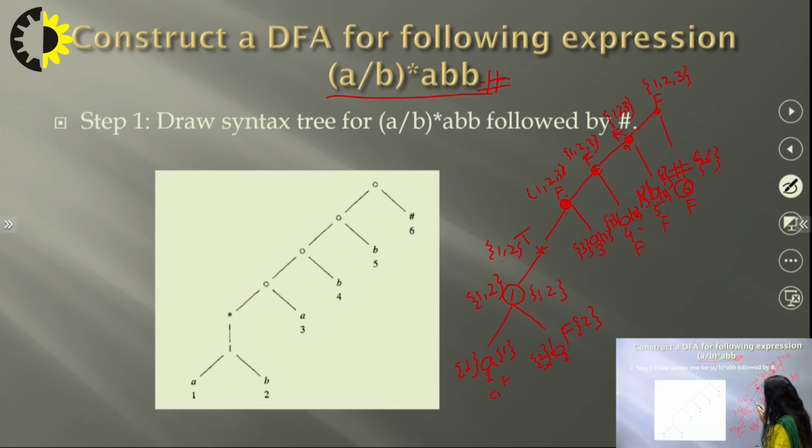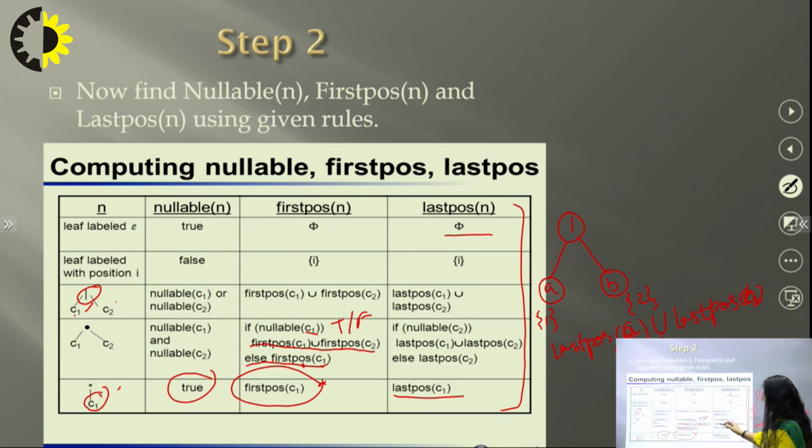So, the star node has only one child, that is C1, and the last pos of C1, that is the hash, is the last pos for the star node. So, this is also the last pos of the star symbol. So, the first pos of the star symbol is 1 comma 2, and in the same way the last pos of the star symbol is 1 comma 2. Now we have to compute the last pos for the concatenate symbol by using this rule.